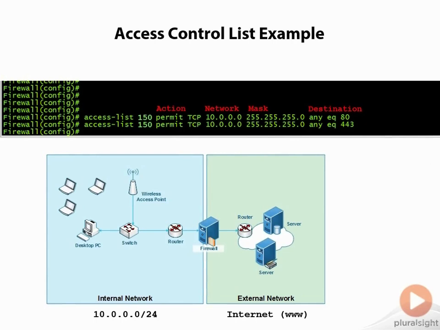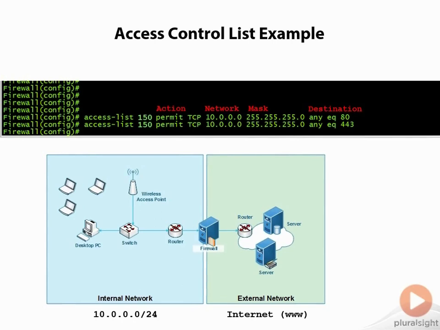So access list 150. The action that we're going to take is to permit TCP coming from network 10.0.0.0 with that /24, okay, the 255.255.255.0. Destination is anywhere that equals port 80. So in this first line of that access control list, we're saying any traffic that's originating on our internal network is allowed to go out to any destination as long as it's over port 80.